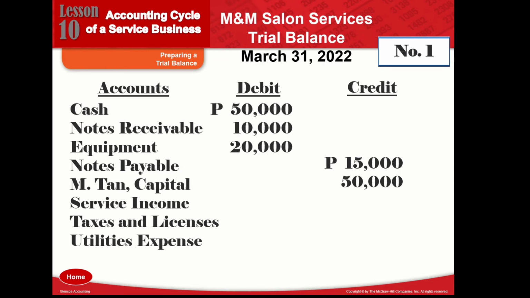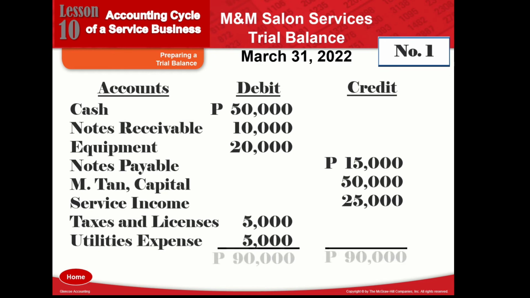Service income, credit, 25,000 pesos. Taxes and licenses, debit, 5,000 pesos. Utilities expense, debit, 5,000 pesos. Total of 90,000 pesos for both the debit and credit side.